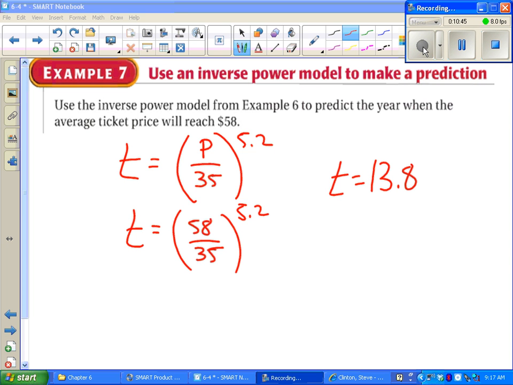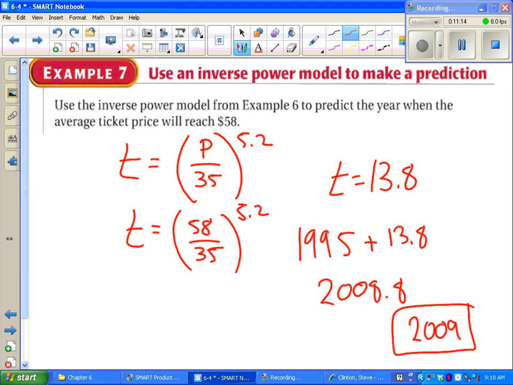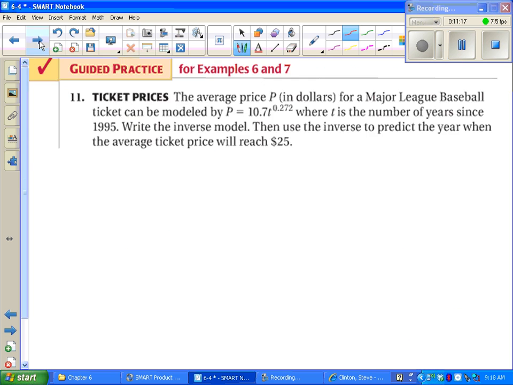I get t equals 13.8, but that's not quite right. It's really 1995 plus 13.8. So this happens in 2008 or 2009. I'd accept either answer. It's really 2008.8, so I'd accept either answer. That happens sometime during 2008, or you could say it happens in 2009 if you're rounding. Either way, I'm good. That's it for that one. At this point, you could try one more of these on your own, or do that later. Other than that, we are done with this lesson.